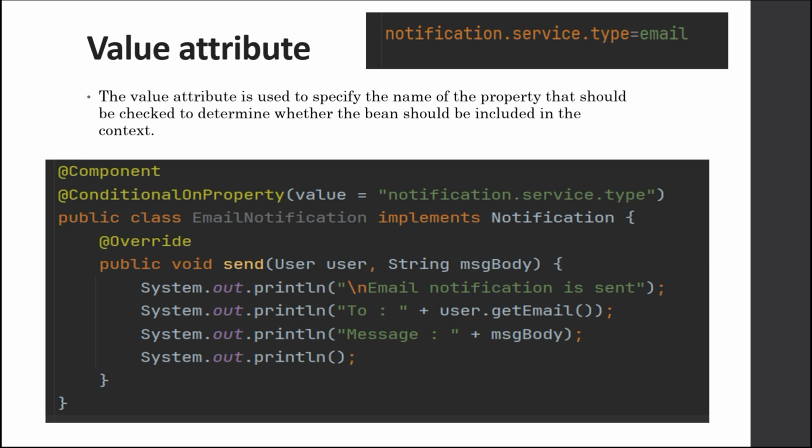When the Spring application starts, before creating the bean for email notification, it will check whether the property notification.service.type is present in the application.properties file or not. If this property is present in the application.properties file, then it will create the bean for email notification. If this property is not defined in the application.properties file, then it will not create a bean for email notification.